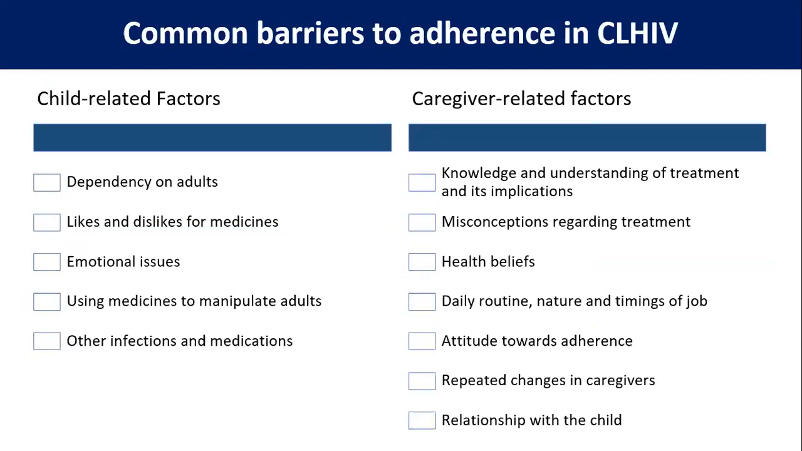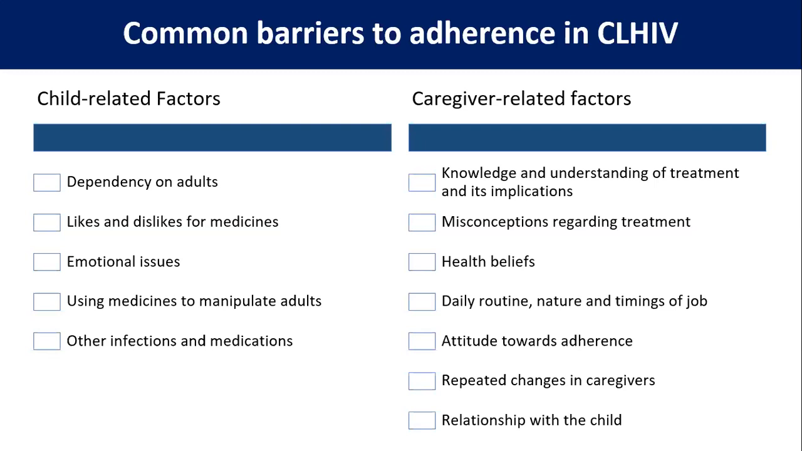Now, common barriers to adherence in CLHIV. Child-related factors are the dependency on adults, likes and dislikes of medicines, bitter taste, emotional issues, using medicine to manipulate adults. Many a times the patient, because he understands it is very, very important to take medicine, tends to manipulate adults by not taking the medicine, or basically tends to blackmail the adults by refusing to take the medicine.